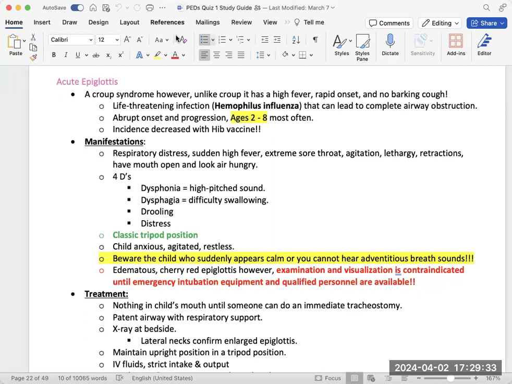That's what separates this syndrome from croup. It's also a life-threatening infection. It is viral, but it's caused by Haemophilus influenza, which can lead to complete airway obstruction. Okay, that's scary. This is usually between ages 2 to 8, and like I said, it has just a very abrupt onset, and it could actually be decreased with the HIV vaccine.